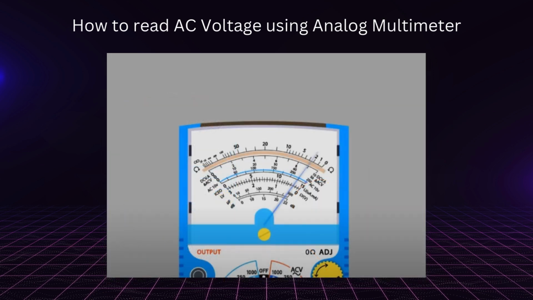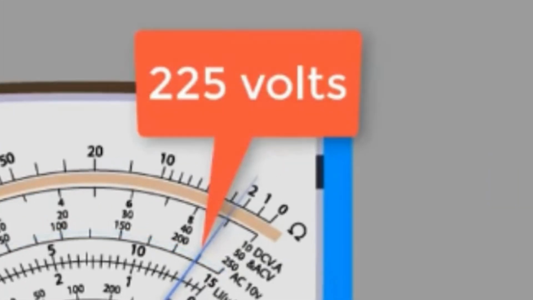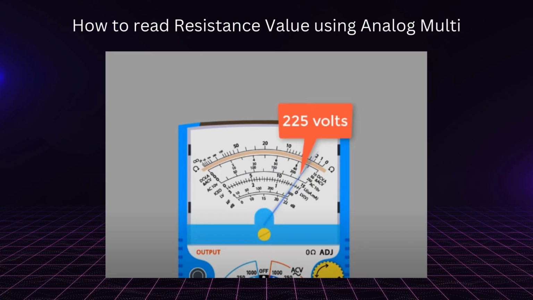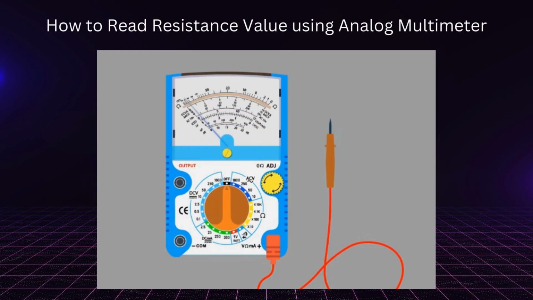Finally, hold the multimeter steady and take note of the reading on the dial. The pointer on the dial will indicate the measured AC voltage. Record this value for reference. To read resistance value using analog multimeter.